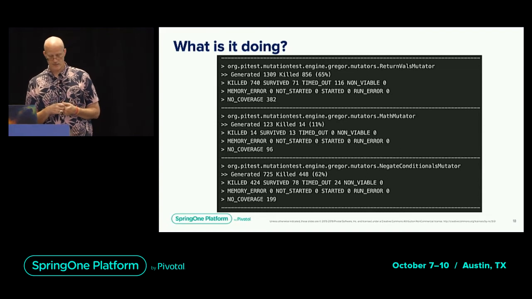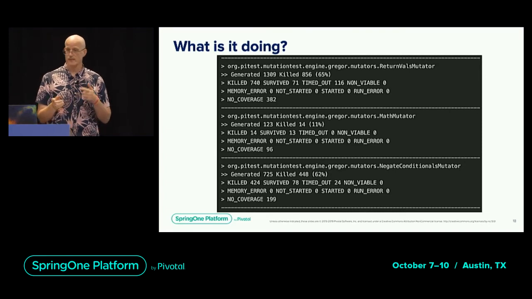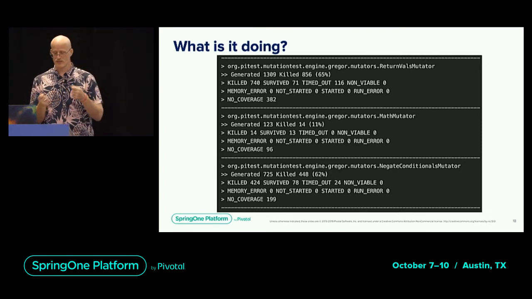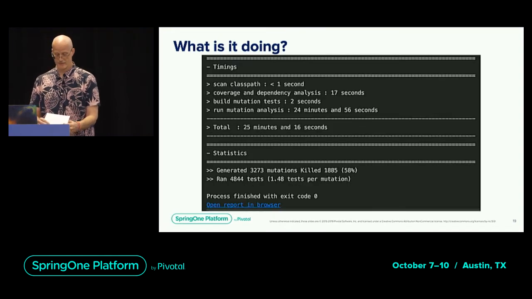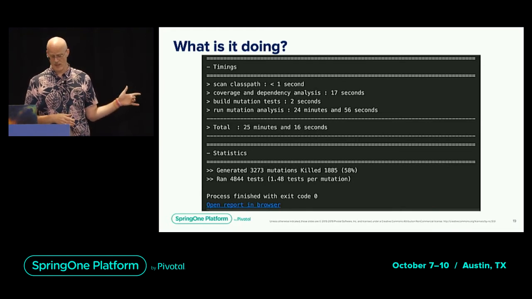And the negate conditionals mutator: equals equals becomes not equals, or vice versa. Greater than becomes less than. It's all just different ways of playing with the code to see what we can do to create chaos, literally. So these are just a handful of some of the bigger, more common ones. For a list of all the possible mutators, Pitest.org has that: pitest.org/quickstart/mutators.